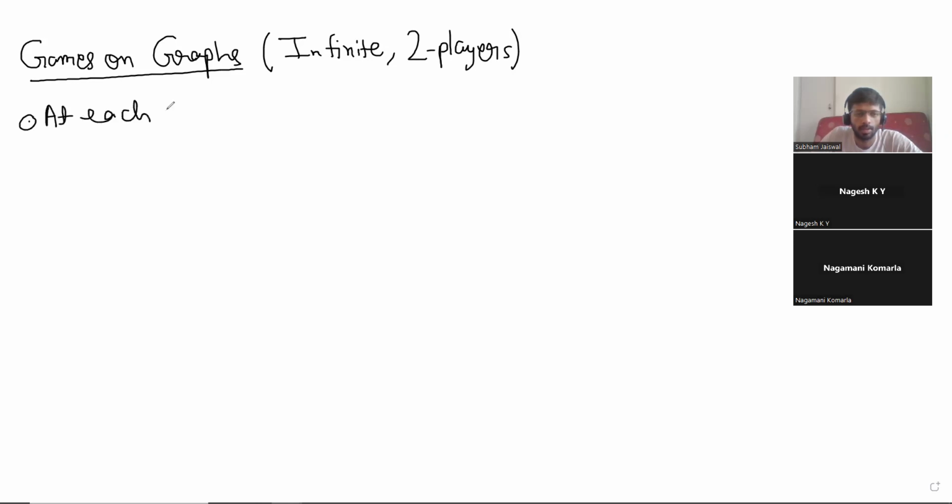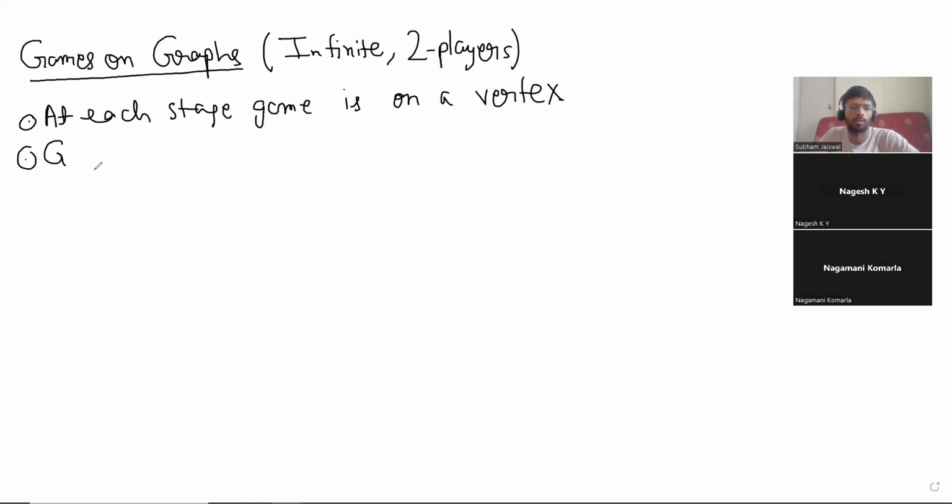So at each stage, the game is on a vertex. This should have been mentioned earlier: the graph is partitioned, or maybe it is better to say the vertex set is partitioned.